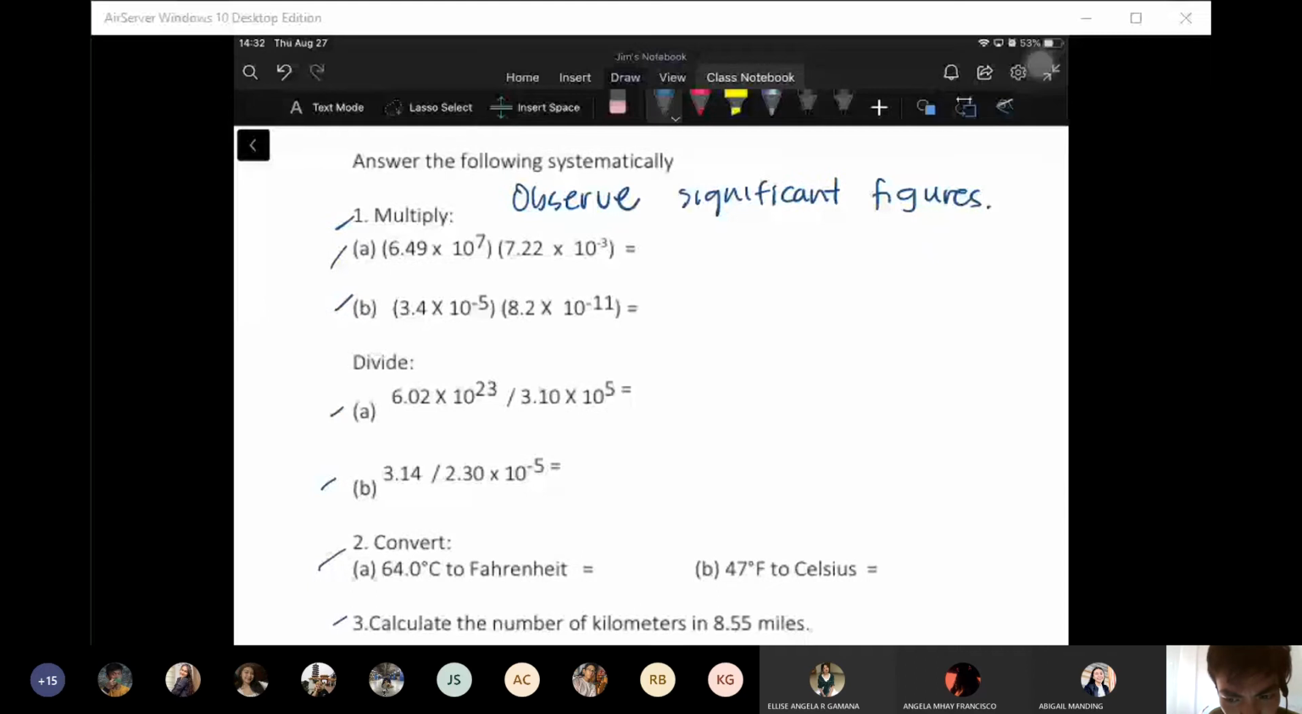Sasagutan ba natin ito lahat? Siyempre hindi na. Yung iba is for you to answer. And since wala tayong pasok sa Monday, dun ko mabibigay yung answer key sa mga worksheets. Papakita ko doon yung sagot. Sige. Sagutan nyo muna sa papel. Tapos mamaya papakita nyo sa camera.